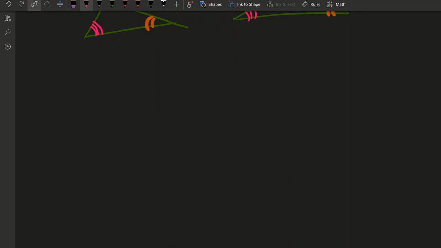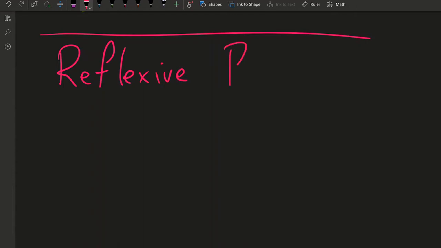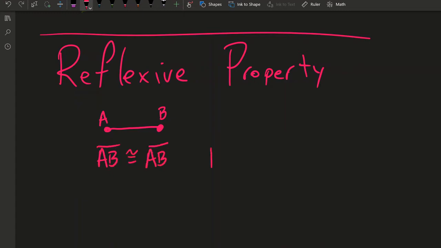The other thing that I want to talk about, this is a property that we're going to talk about a lot. This is called the reflexive property. Now, the reflexive property is used to say that something is equal to itself, or something is congruent to itself. So, for example, if I have this segment right here, AB, I could say AB is congruent to AB. And I would say that's because of the reflexive property.